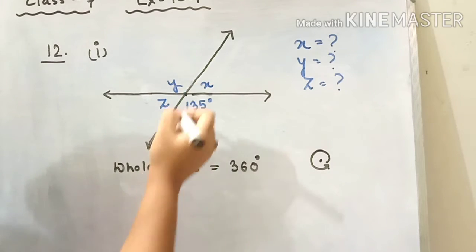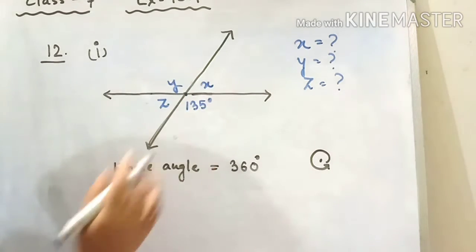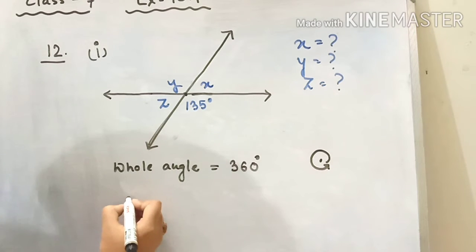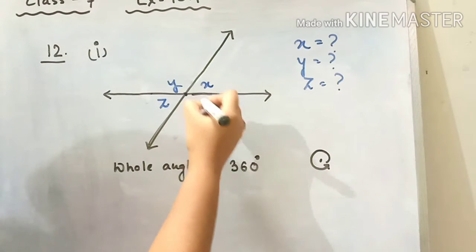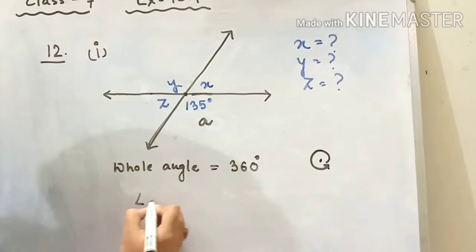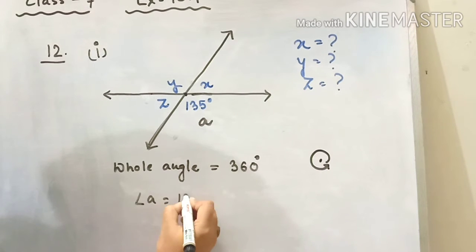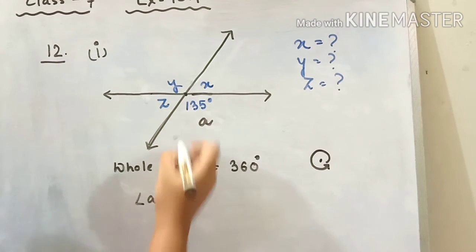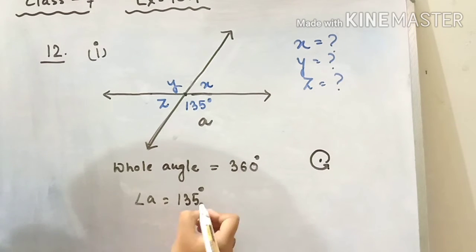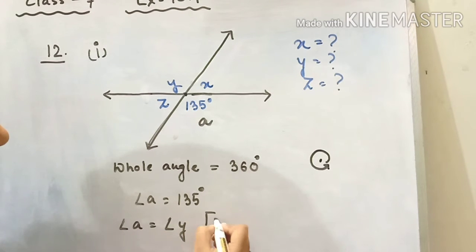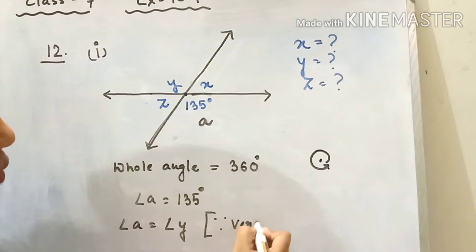Now how are we going to find? This is very easy. Let's say this is angle, let's name it angle A. So here angle A is equals to 135 degree, that is given. Now you can see that angle A is equals to angle Y. How? Because they are vertically opposite angles.